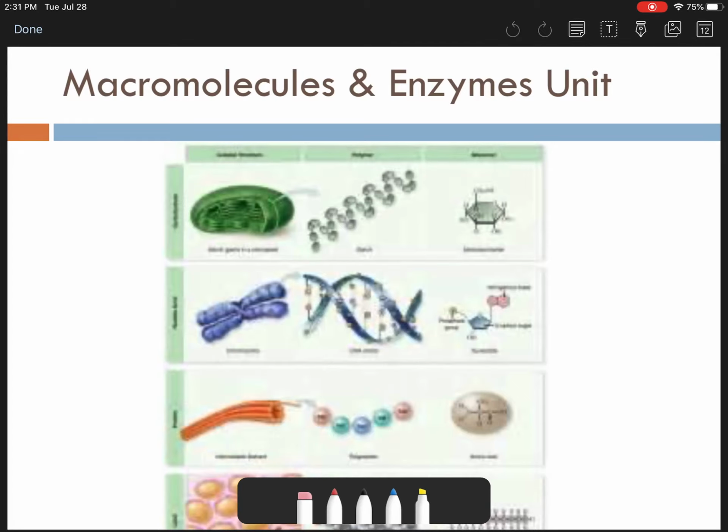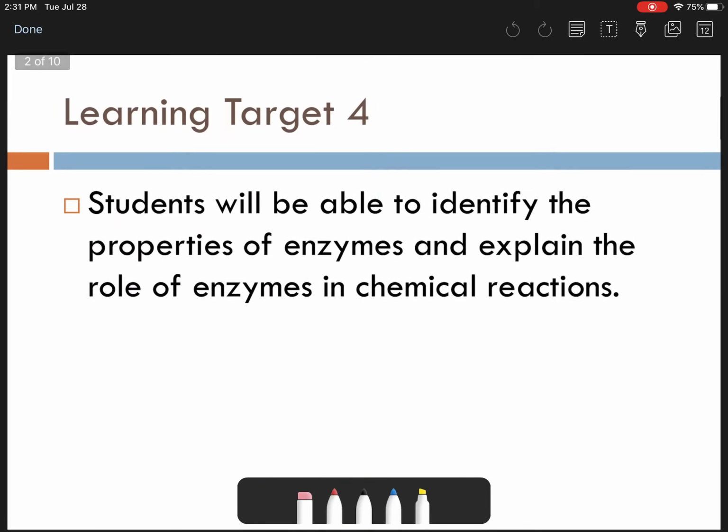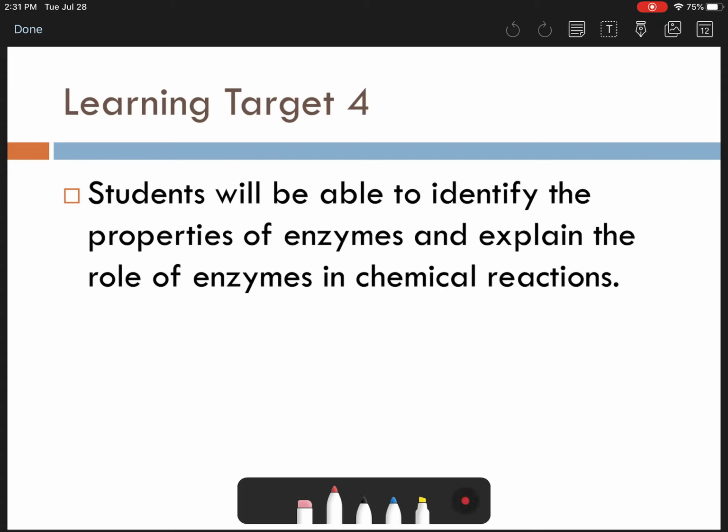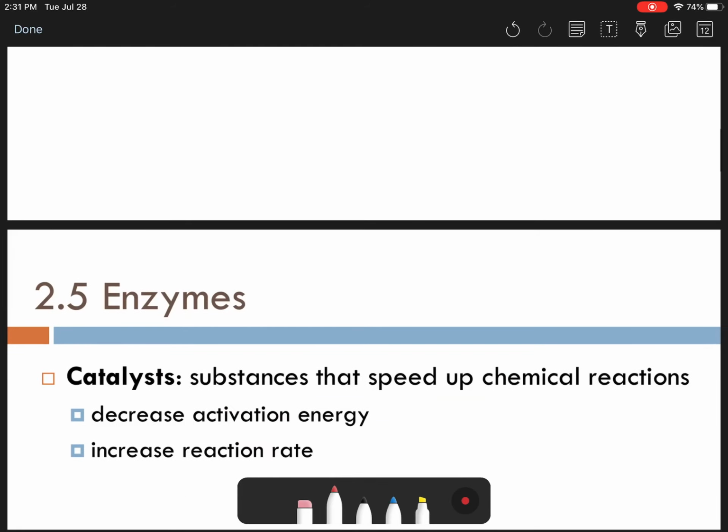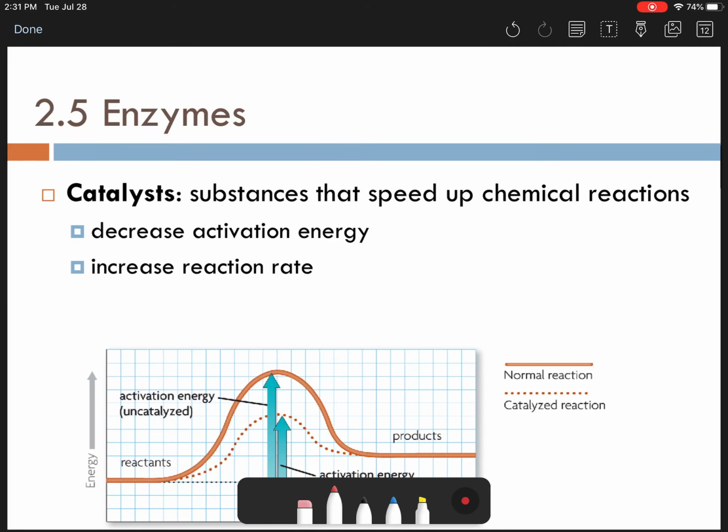All right, we're moving on to our next learning target in our macromolecules and enzymes unit. That is learning target 4. Students will be able to identify the properties of enzymes and explain the role of enzymes in chemical reactions. So this whole unit is on macromolecules and enzymes. Now we're getting to that second big part of enzymes and really understanding how they work.